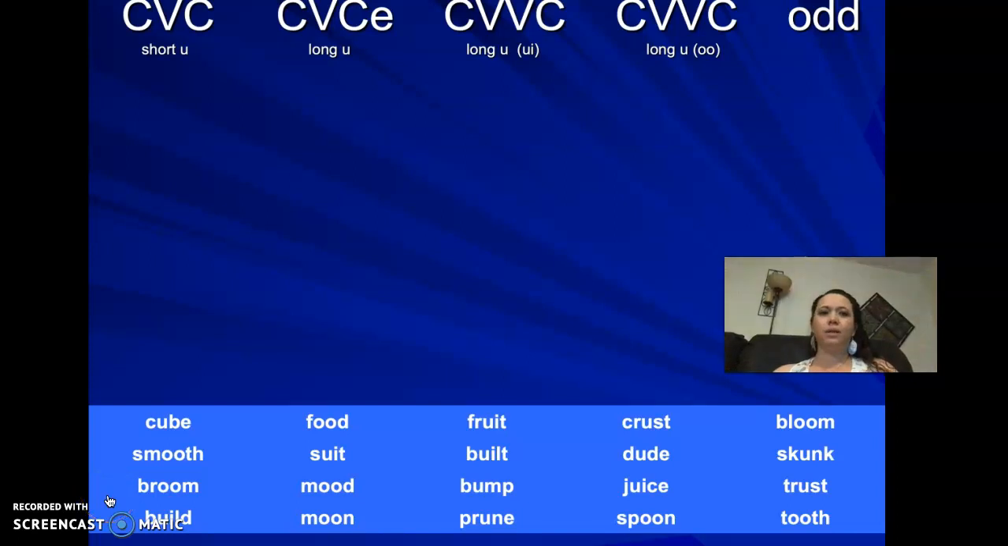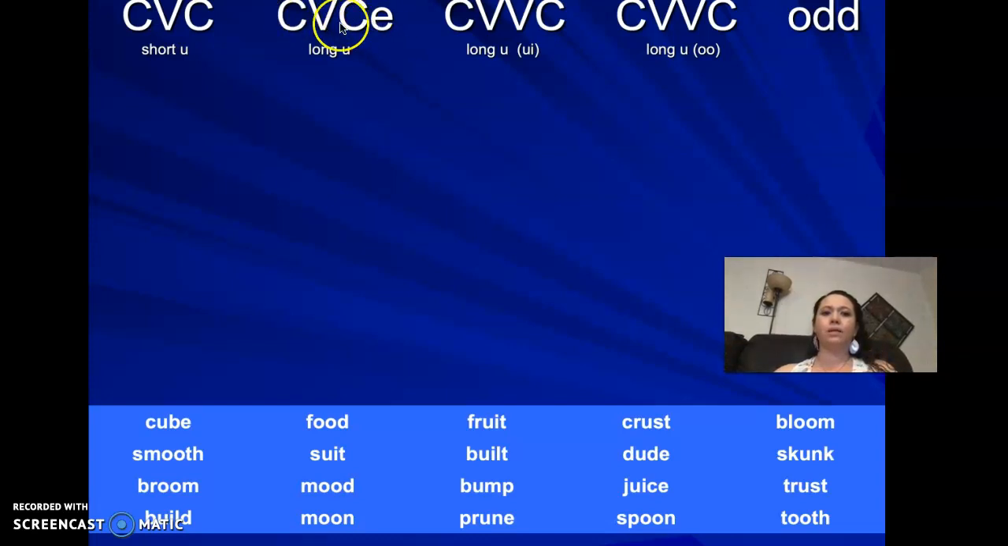Hi guys, this week we're working on short U and long U. So you can see at the top we have our short U that follows the CVC pattern. Then we have our long U, which has three different ways that it's pronounced, three different patterns.